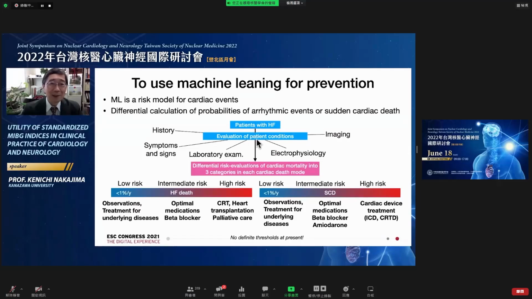Using basic conditions, risk might be estimated for heart failure death and sudden cardiac death separately, and depending on risk values, we might be able to indicate some kind of treatment strategy from observations, from optimal medications to cardiac devices, and so on.